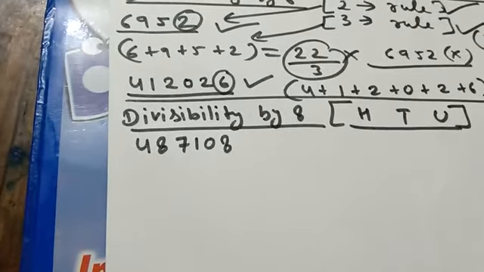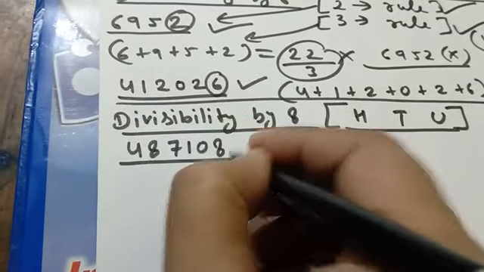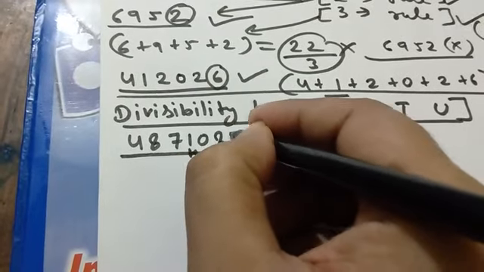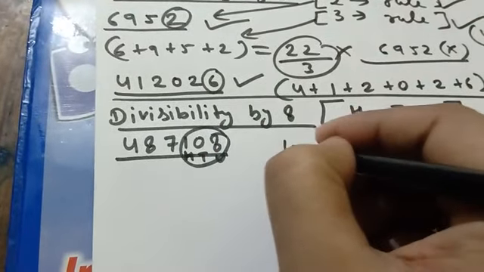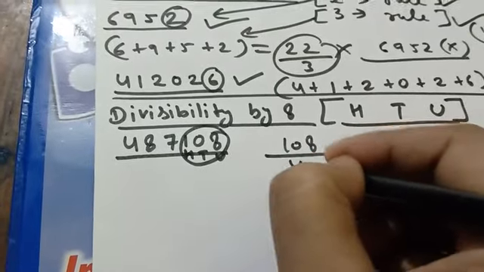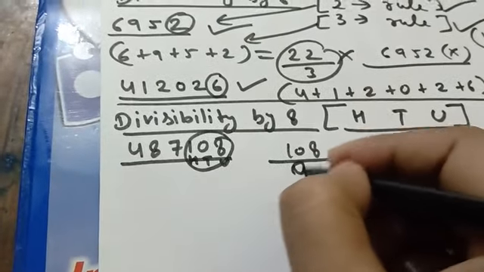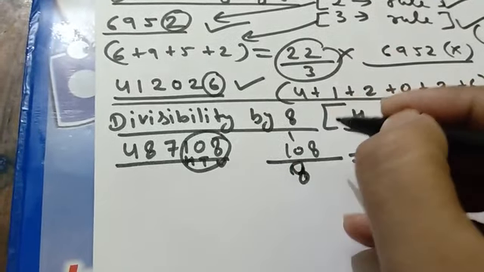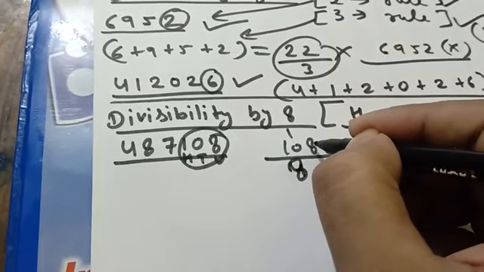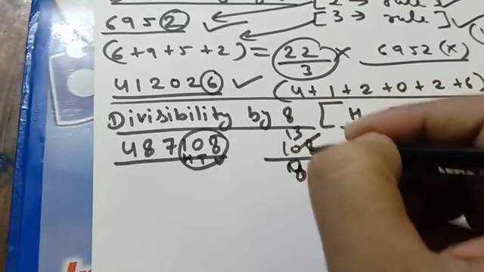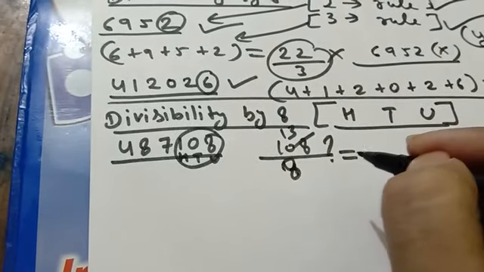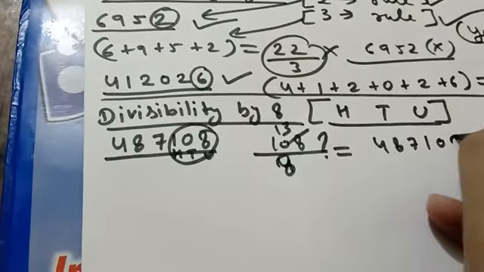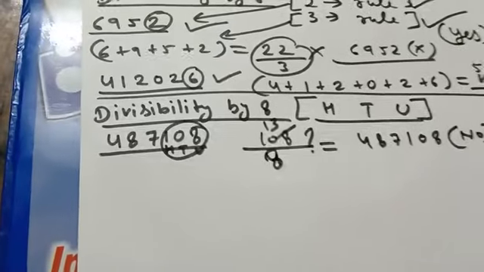Example: I have taken any number. Now this is the hundreds place, tens place and unit place. The number 108 has been formed. Now divide it by 8. Divide the whole number by 8. 8 1s are 8, remainder 2 and 8. 8 3s are 24, but this number is not completely divisible by 8. So the whole number 487108 is not divisible by 8.